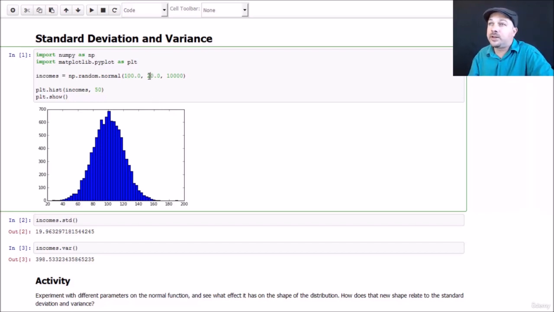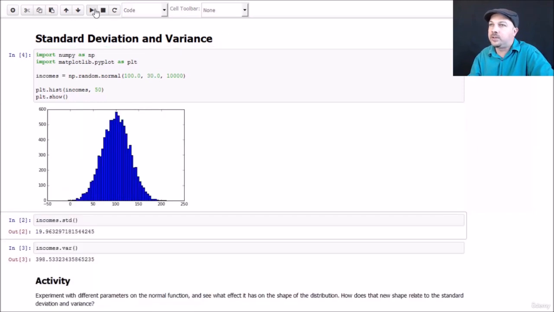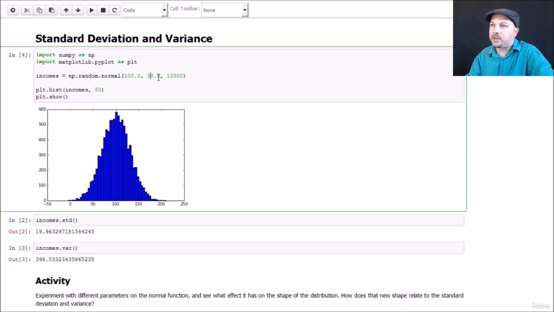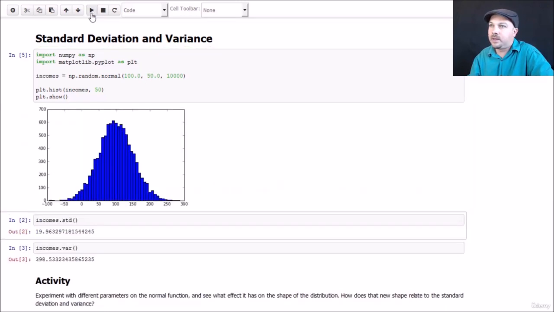Try messing with the actual standard deviation there that we specify and see what impact that has on the shape of the graph. So if I wanted a standard deviation of 30, I could change that there, and you can see how that actually affects things. Or let's make it even more dramatic, like 50. Just play around with it. You can see it's starting to get a little bit fatter there, right?